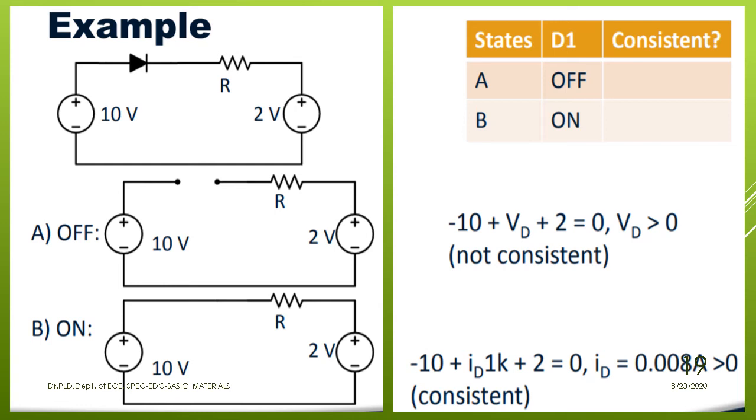With this formula, Vd is greater than 0, approximately Vd equals 8 here, which is greater than 0. In that case, Vd greater than 0 means we consider it not consistent. It is not consistent.